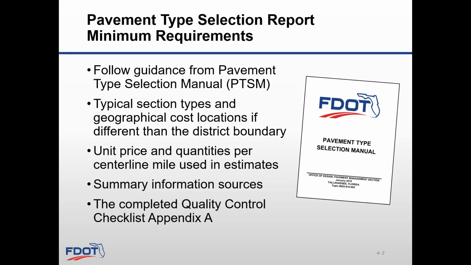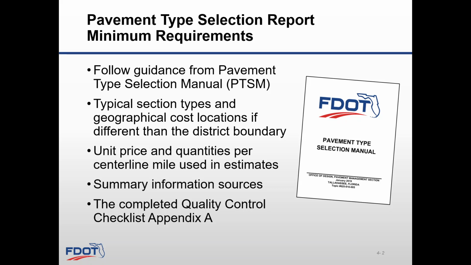The Pavement Type Selection Report should have as a minimum the following items: typical section types and geographical cost locations if different than the district boundary, unit prices and quantities per centerline mile used in estimates, summary information sources, and the completed quality control checklist found in Appendix A.